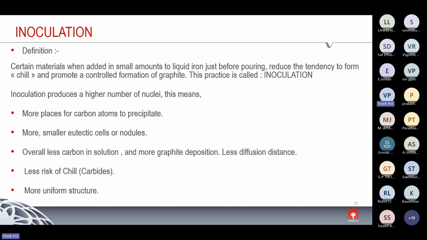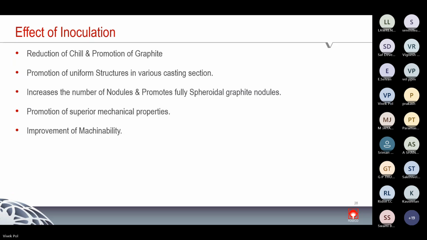Overall, it reduces the chilling tendency and makes a uniform microstructure. In the case of gray iron, uniform, predominantly A-type graphite. And the effect of inoculation reduces the chilling tendency of metal by promoting graphite precipitation.